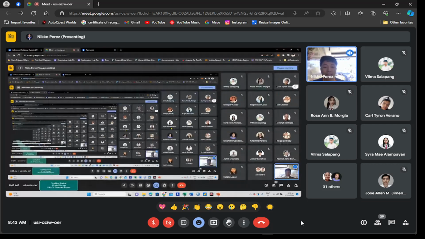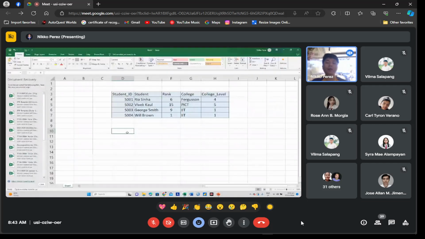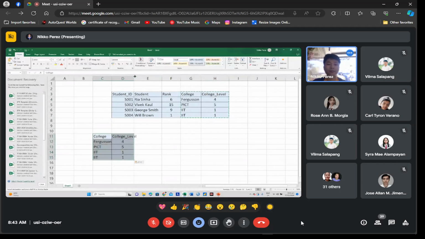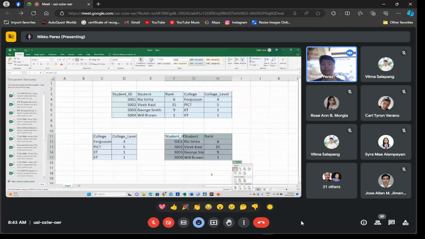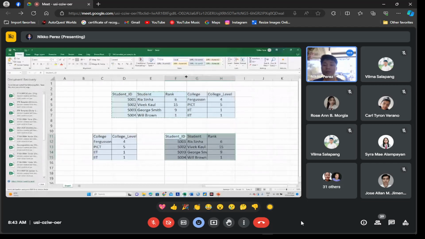So, first, let's go back to our default table as our reference. And then ato dong i-separate ang college, and then the student. Now, since we successfully separated our table, let's observe muna. So, kani siya dapat wala na. Isa ra ni siya ka representation.